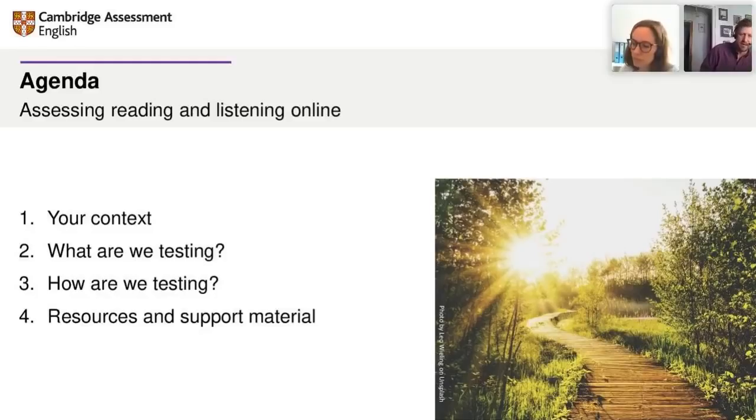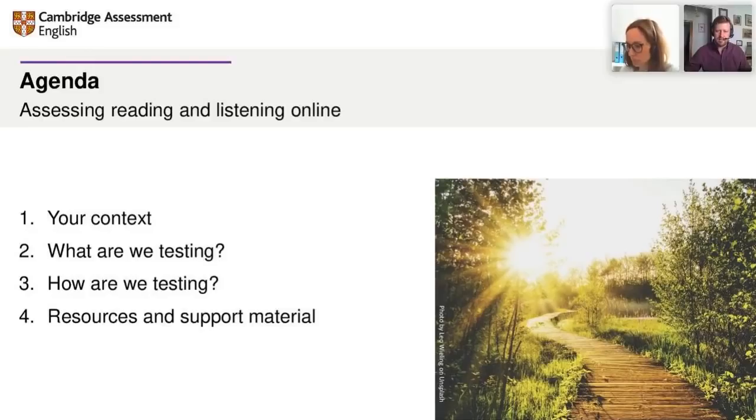But we're going to have a real think about what we're actually testing at different levels, the different task types we use to test those. And we'll take you through a couple of examples of using resources. We don't want this to just be an hour of us giving you resources. We'll look at some at the end, and there will be some on the handout for you.